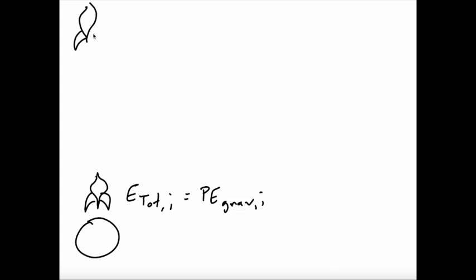Say you want to find the escape velocity of a rocket, right? It has some initial total energy, which is equal to P equal initial, right? And then it has some final total energy, which is equal to P equal final, right?